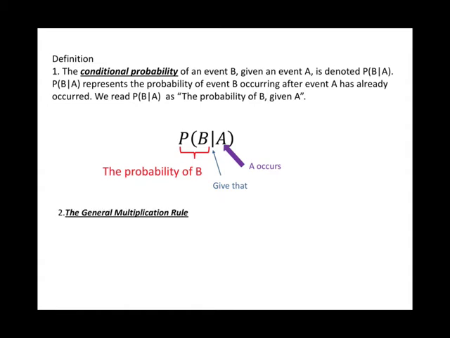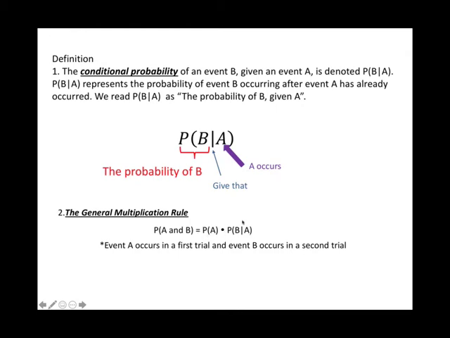The general multiplication rule. Look at this formula. This is looking for the probability of A and B. A and B here means event A occurs in the first trial and event B occurs in the second trial. Okay, so A first and then B. So we're going to apply the conditional probability: the probability of A times the conditional probability of B given A. Before I talk about this general multiplication rule, I want you to look at the example and understand the conditional probability.